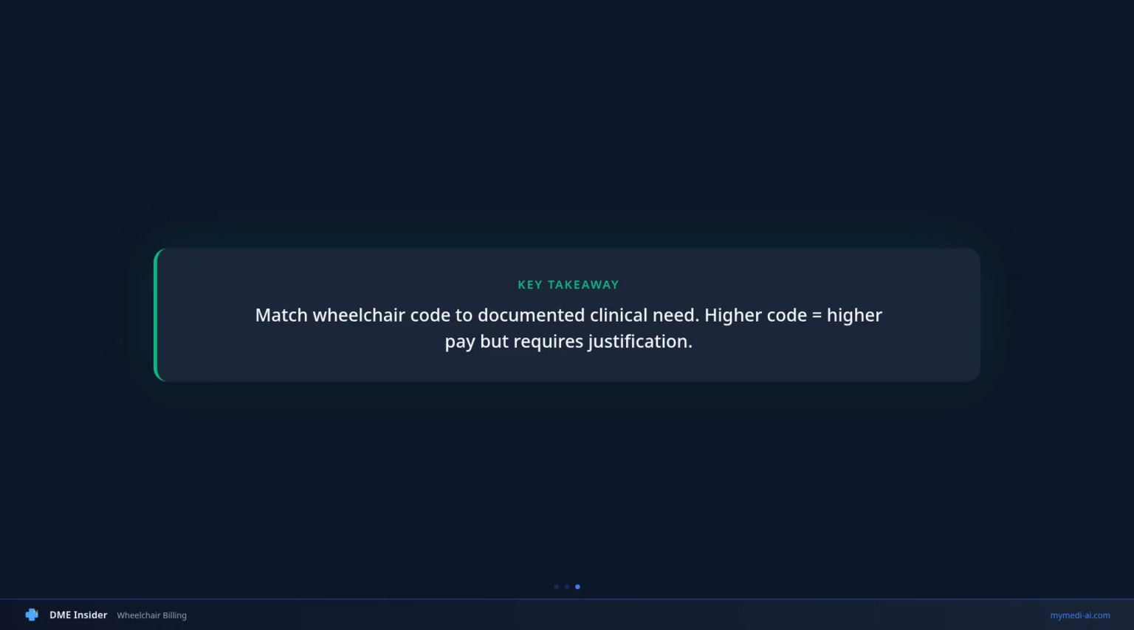Every manual wheelchair is purchased, not rented. You bill with the NU modifier, new equipment. The full reimbursement comes in one payment.